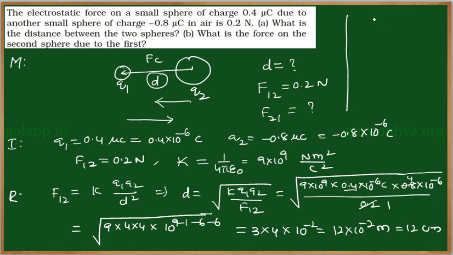Now come to the second part, that is, what is the force on the second sphere due to the first one. So that is F21. According to Newton's third law, for every action there is an equal and opposite reaction. So here also, for F12 you will get F21, which has the same magnitude but in the reverse direction. So the magnitude of F21 is 0.2 newtons only, but its direction is opposite to F12.